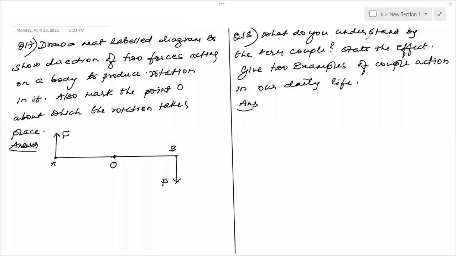What do you understand by the term couple? State the effect. Give two examples of couple action in our daily life. So simple, beta. Here you can see these two equal and opposite forces.